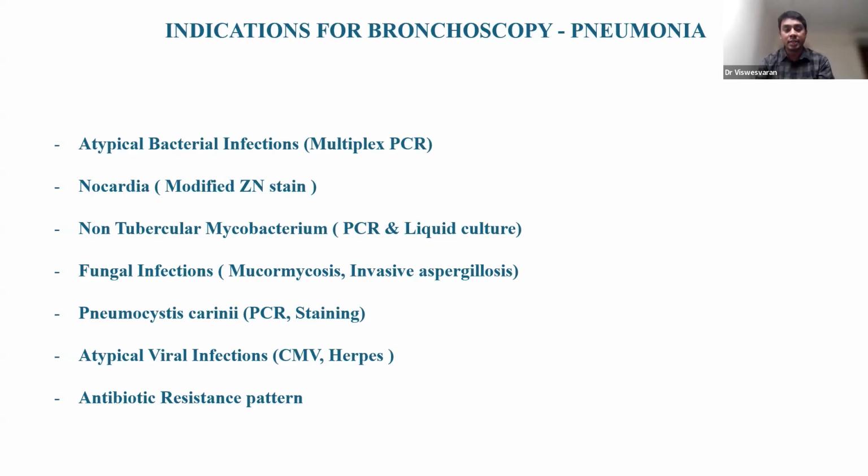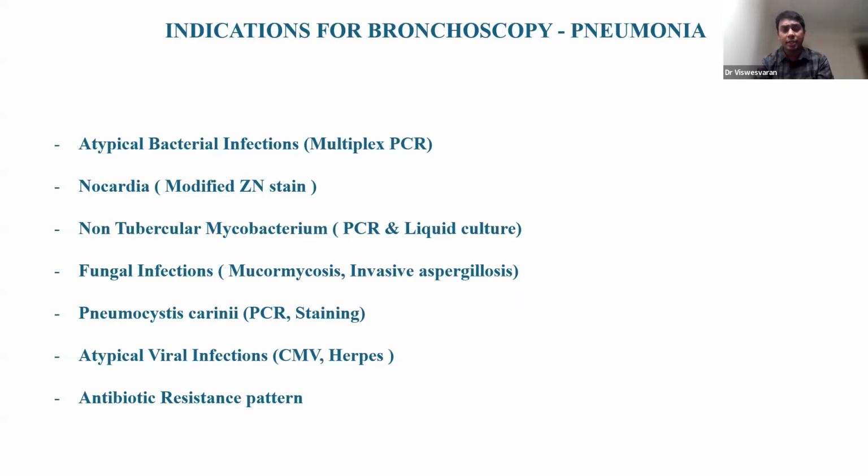In addition to this, in certain immunocompromised states where you want to identify organisms like Pneumocystis carinii, you can use a PCR or specific staining, and atypical viral infections like CMV or herpes can also be identified. But the biggest utility in the ICU setting is sending the samples for BioFire FilmArray, through which you can identify certain resistance patterns like carbapenem resistance.